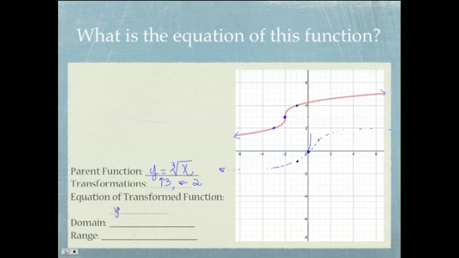So to get my equation, it's the cube root, and it's shifting to the left 2, so that tells me it's going to be plus 2, and then up 3. My domain is negative infinity to positive infinity, and my range would be the same.